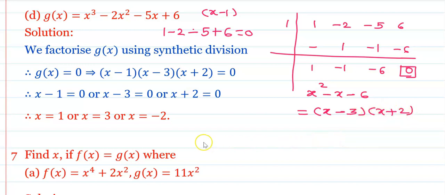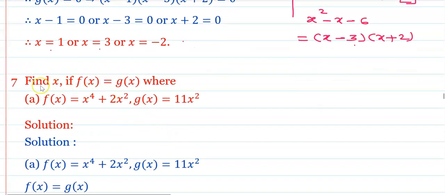Okay, and therefore the first x -1 is equals to 0, therefore x is equals to 1, x -3 is equals to 0, therefore x is equals to 3, x +2 is equals to 0, therefore x is equals to -2, and these are the values of x. आता next question, find x if f of x is equals to g of x. या दोन फंक्शन दिलेत आपल्याला आणि दोन्ही ते इक्वेट म्हणतोय तो.